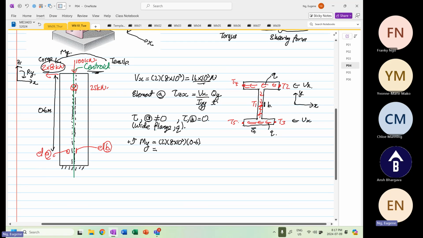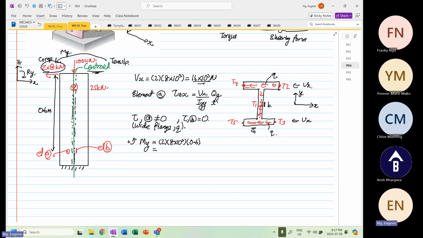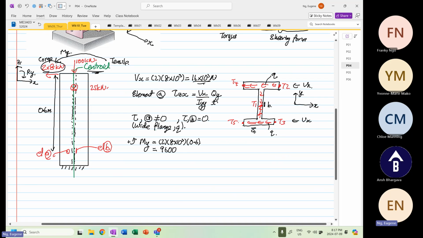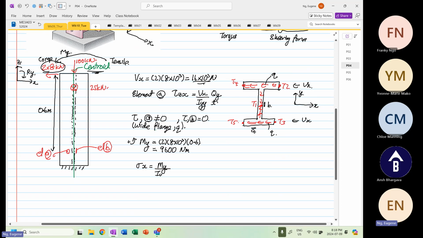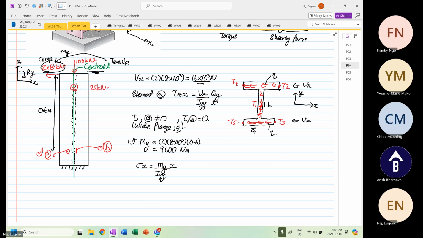So this will be equal to 2 times 8 to the power 3 times 0.6. So the moment is 9,600, right? And this is in Newton meters. And you know the formula we're going to apply is normal stress about X is equal to My over Iyy multiplied by a distance X, all right? Moment about Y. So we know that this is our moment about Y.